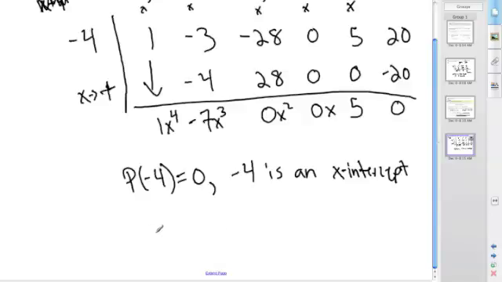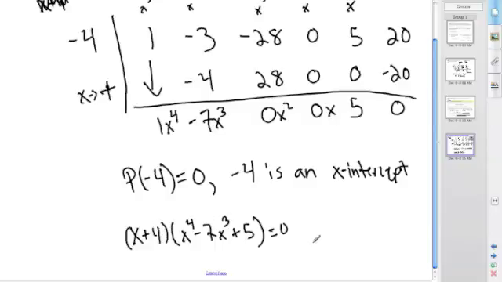So if you have x plus 4 times x to the 4th minus 7x to the 3rd plus 5, that is a factor. So that means negative 4 is a 0. Because if we set this equal to 0, negative 4 plus 4 is 0. 0 times anything is 0.